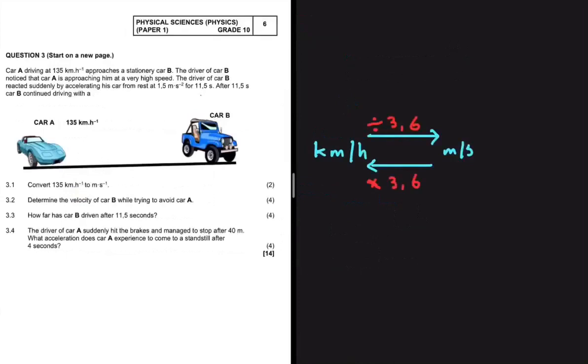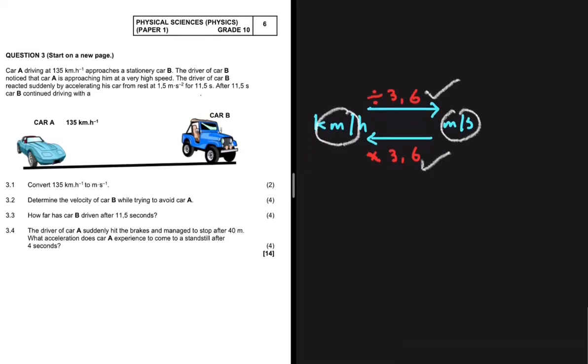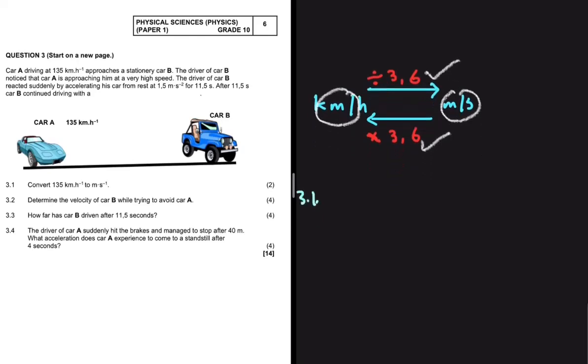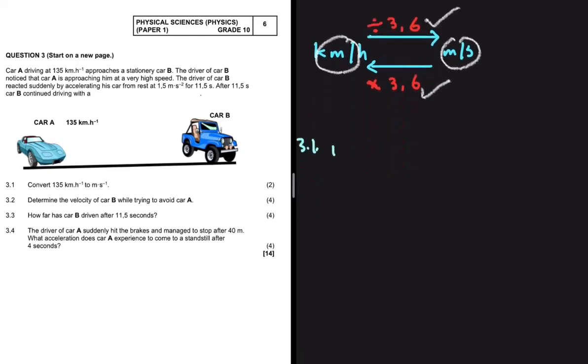You probably know this by now, but anyway, let me just remind you. If you want to convert kilometers per hour to meters per second, you divide by 3.6. And the other way around, if you want to convert meters per second to kilometers per hour, you multiply by 3.6. And we are going to use that to answer 3.1. The question says, let's convert 135 kilometers per hour to meters per second. Again, to convert from kilometers per hour to meters per second, you divide by 3.6.